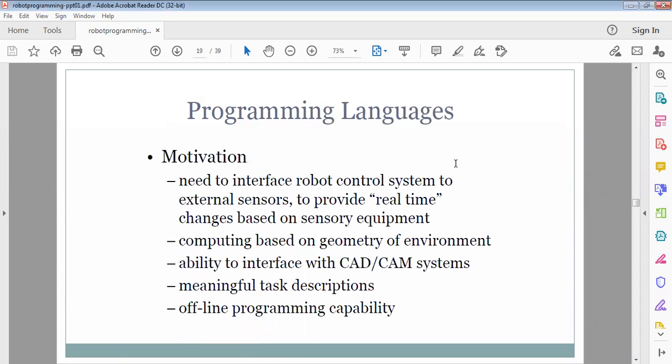So what is the motivation behind programming languages? We need to interface the robot control system to external sensors to provide real-time changes based on sensory equipment.